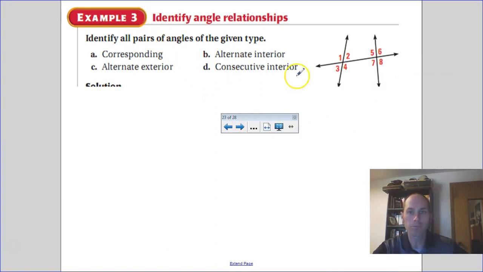Pairs of angles: notice which one's the transversal. This one's intersecting two different lines. So 1 and 5 are corresponding, 2 and 6, 3 and 7, 4 and 8. Alternate interior: 2 and 7, 4 and 5. Alternate exterior: 1 and 8, and 6 and 3. Consecutive interior: 2 and 5, and 4 and 7. Okay, so the lines don't have to be going horizontally. They can be going vertically as well.